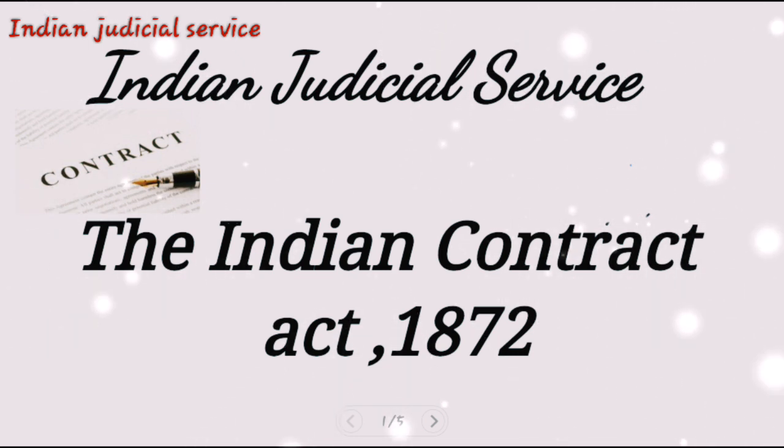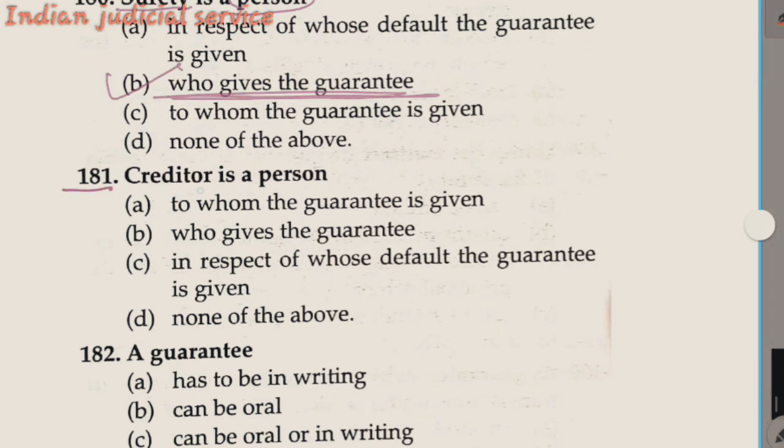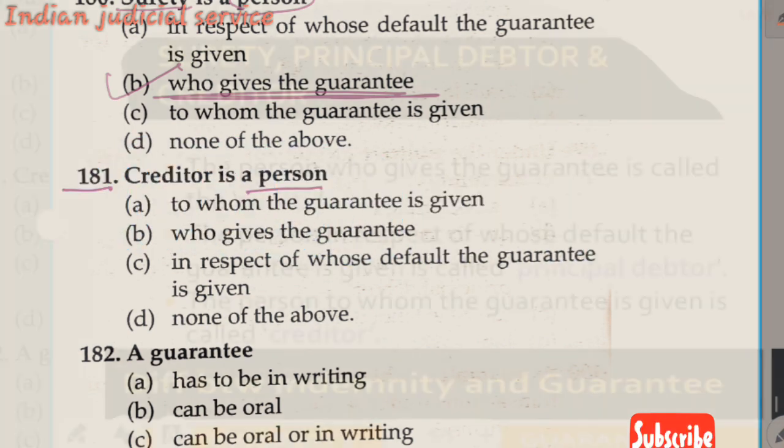Now come to the point here. Question number 181. The creditor is a person. Before solving this question, first of all we discuss who is the creditor, who is the principal debtor, and who is the surety. We also discuss the difference between the contract of indemnity and contract of guarantee. So let's come to the points of these topics.